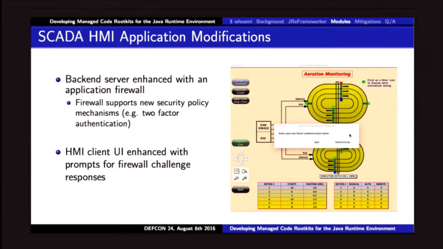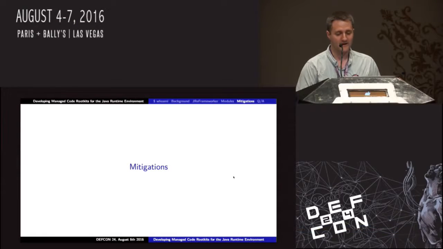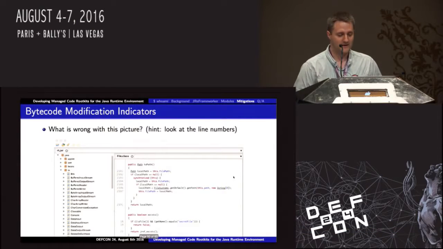So I added support to JReFrameworker to modify applications as well. There's some really early basic support for Android stuff. That one's really early because you have to go through some additional tool chains. But let's talk a little bit about the mitigation. I'm making things a little bit worse by making it easy for everyone to write these. So let's talk about the mitigations.